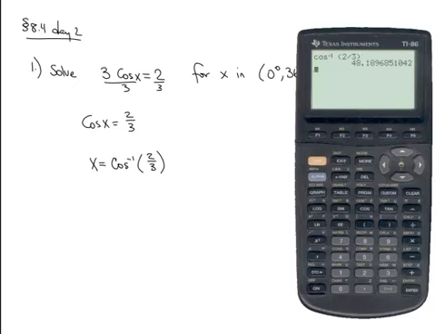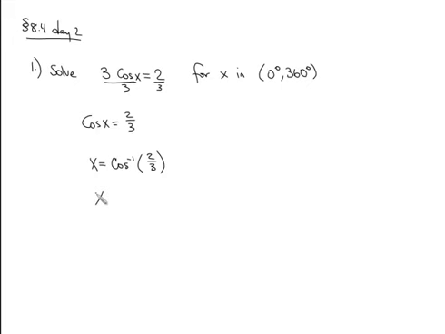There we go. So we're going to round to the nearest tenth, so this is going to round off to 48.2 degrees. So this tells us that x is about equal to 48.2 degrees. The problem is that is not the only answer between 0 and 360.